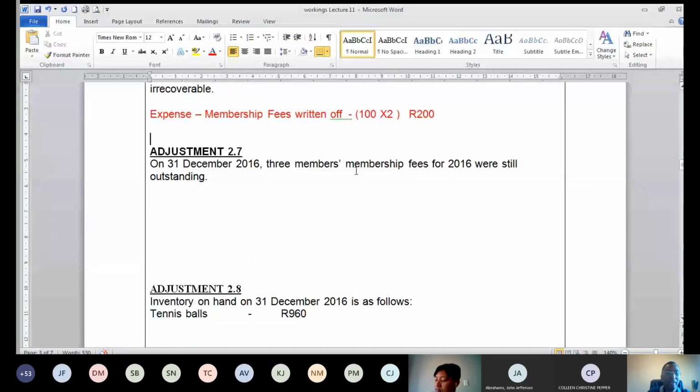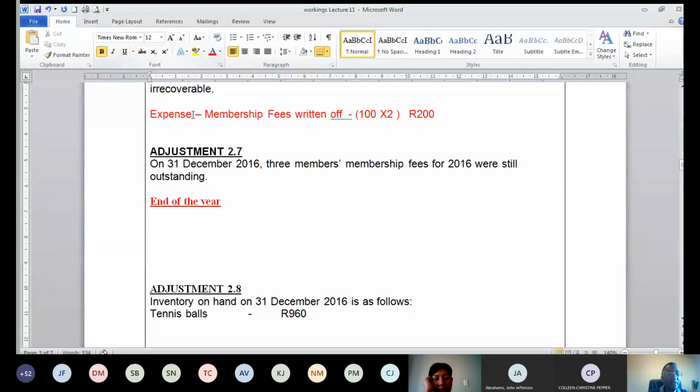The next adjustment, guys, adjustment 2.7, also deals with membership fees. On the 31st of December, 3 members' membership fee for 2016 was still outstanding. So 3 members didn't pay their membership fees for 2016. This is now at the end of the year.